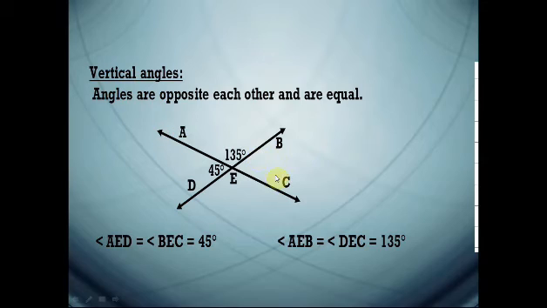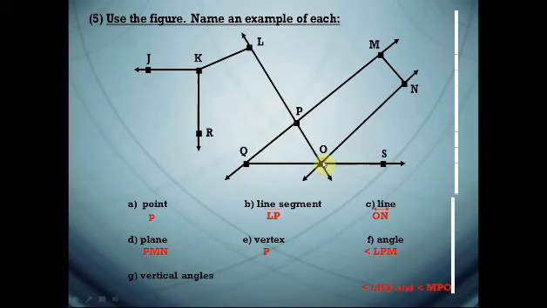When 2 lines intersect at one point, they form 4 angles. Each 2 opposite angles are called vertical angles, and vertical angles are equal in measure. For example, here we have angle AEB and angle DEC. They are opposite each other. For that, they are called vertical angles, and the measure of each one is 135. And also we have angle AED and angle BEC. They are opposite each other, and the measure of each is 45, and they are called vertical angles.